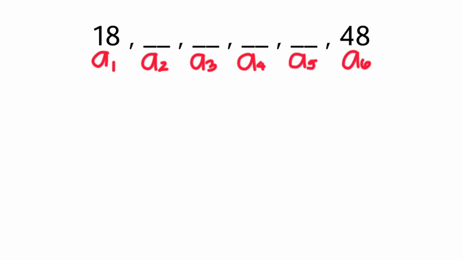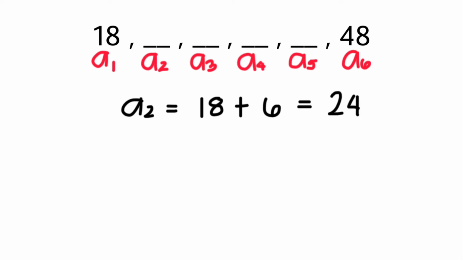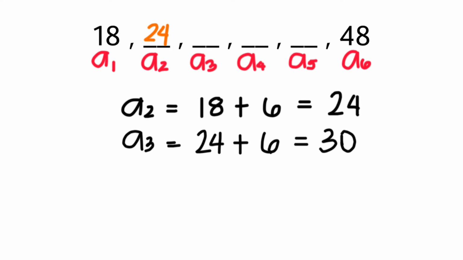So we already have the value of d. To find a sub 2, all you need to do is add 6 to a sub 1, which is 18. 18 plus 6 is equal to 24. So our a sub 2 is 24. Since we already have the second term, we can find the value of a sub 3, using 24 plus 6, which is equal to 30. So our a sub 3 is 30.